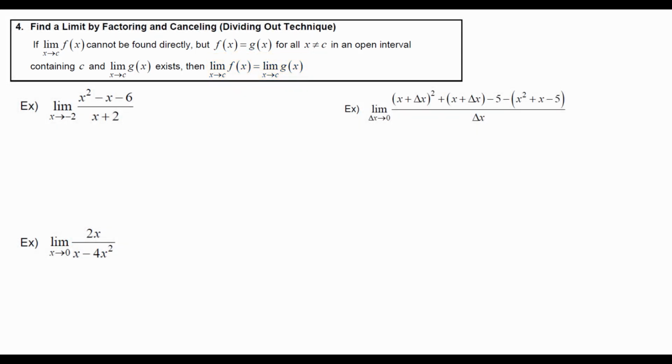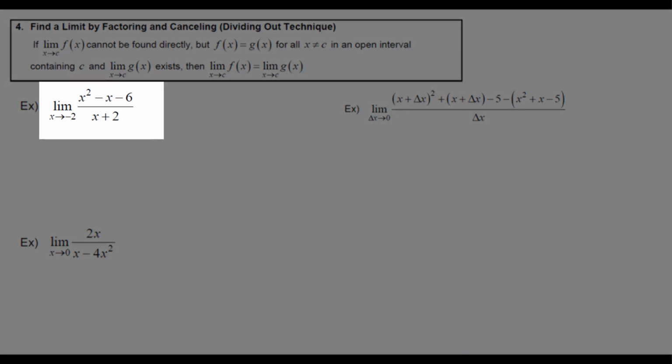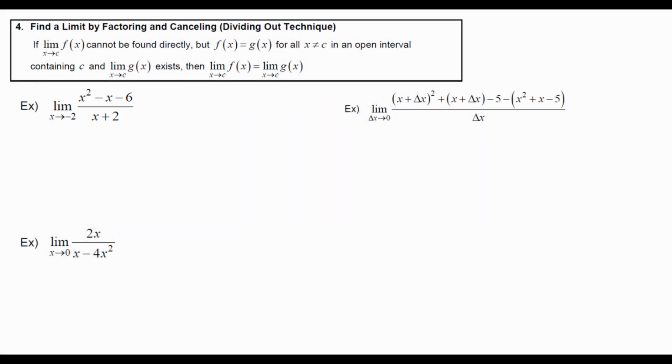So it sounds very hard, but if you look at this example, it will make more sense. Look at this example right now. The limit of the quantity x squared minus x minus 6 over x plus 2 as x approaches negative 2. According to what we learned before, if we have a rational function, as long as it does not make my denominator 0, I can just plug c in for x and evaluate the limit. However, if I plug negative 2 in for x here, the denominator is 0. So that will make it undefined.